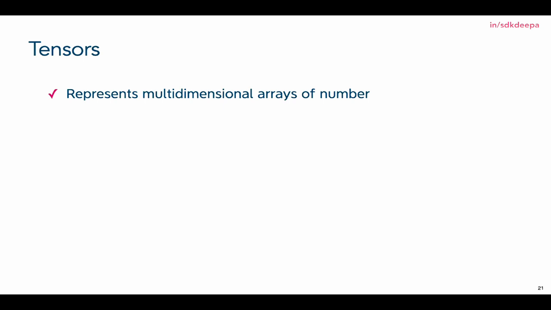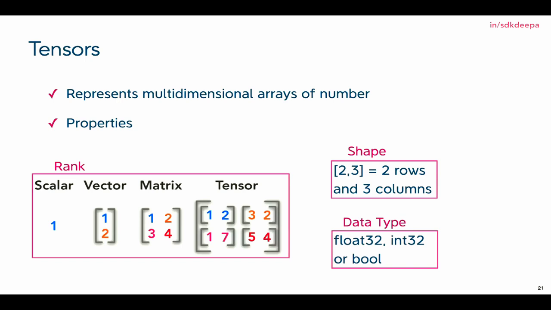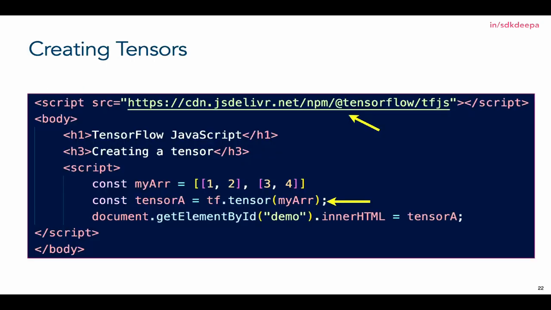So what tensors do is they have properties such as ranks, where you can go from a scalar to a vector to a multi-dimensional one as well, and they have shapes, and they also have data types. So based on these properties, you can create tensors in your application. So why am I talking about this?